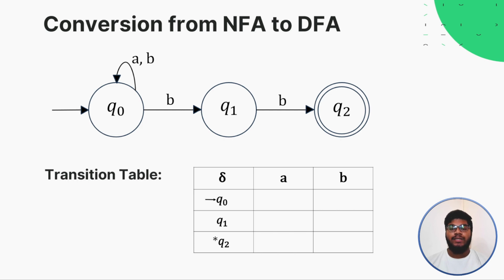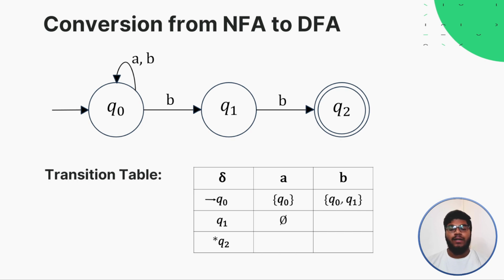We know that the final state is enclosed within two circles, so we are going to take Q2 as the final state. Now we are going to fill the transition table from the given diagram. Q0 on accepting A, as we see in the figure, moves to Q0 itself. So we are going to take Q0. Q0 on accepting B moves to both Q0 and Q1, so we are going to take Q0 and Q1. Q1 on accepting A moves to the null state, so it is not moving to any of the states.